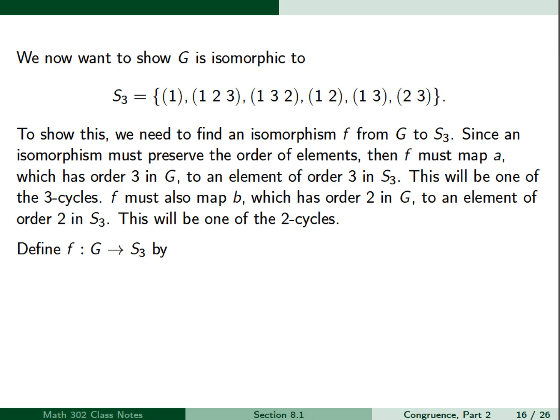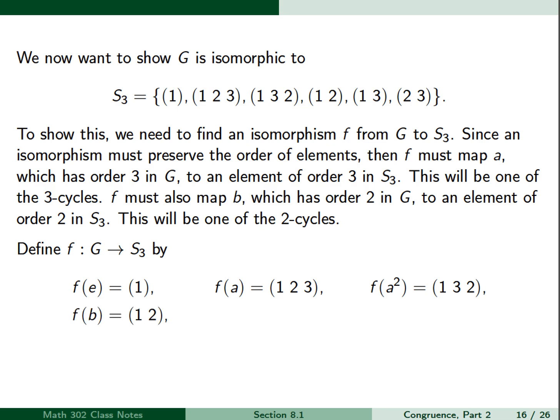So we're going to define F from G to S3 by, well, F maps the identity to the identity, so F maps E to the identity permutation 1. And then F maps A to one of the 3-cycles, and so we'll just pick (1 2 3). Then F of A squared will actually be the other 3-cycle, (1 3 2). Now F of A squared will have to be F of A quantity squared, so that will be the 3-cycle (1 2 3) squared, which is (1 3 2). So once we define F of A, F of A squared is determined.